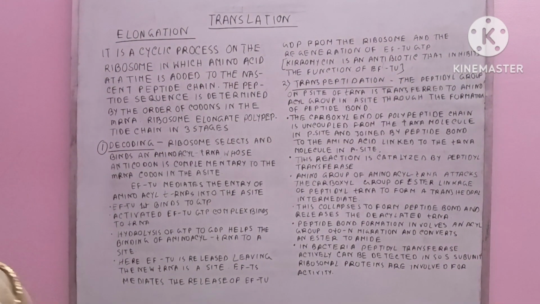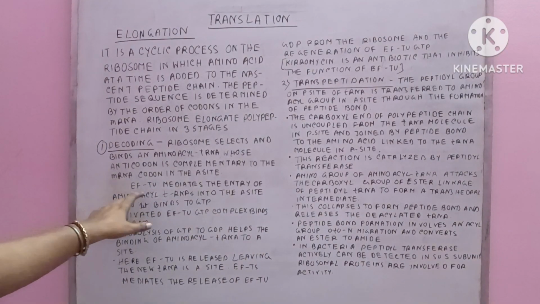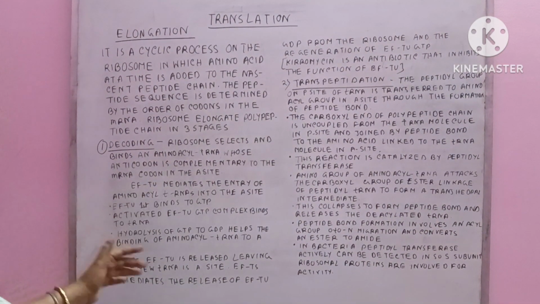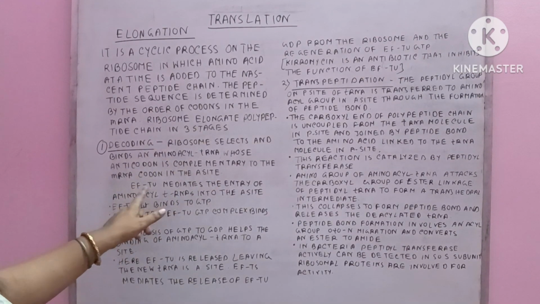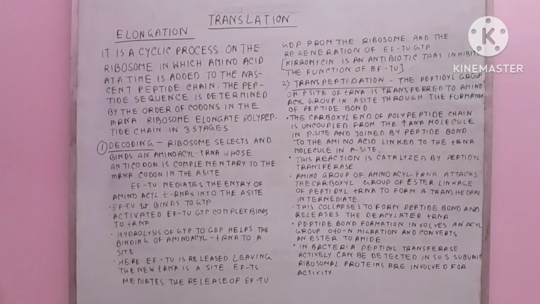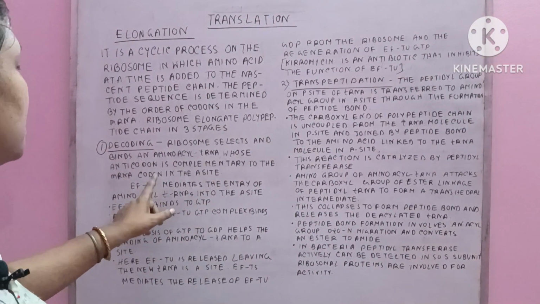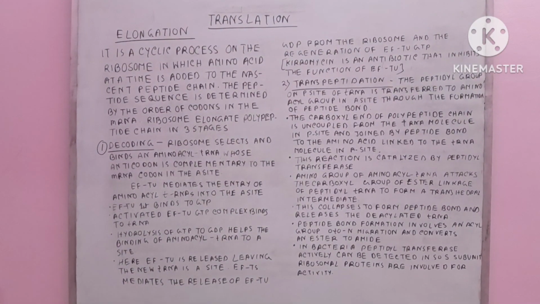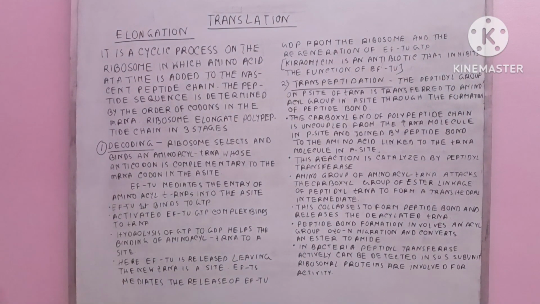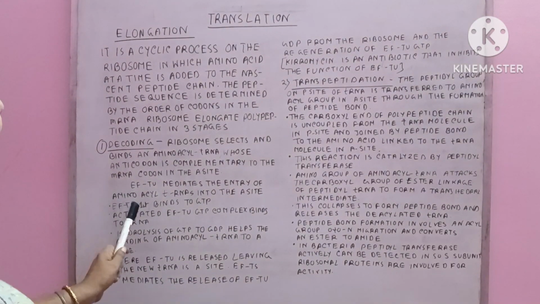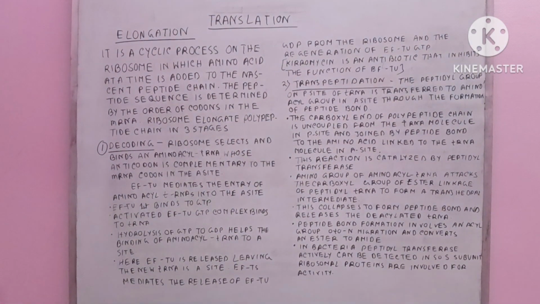So what is the role of EF-Tu? EF-Tu helps the amino acid tRNA to enter where? To the A site. Okay, there are three sites: the A site, the P site and the E site. So first, where do they enter? In the A site. Which one is entered? The amino acid tRNA.